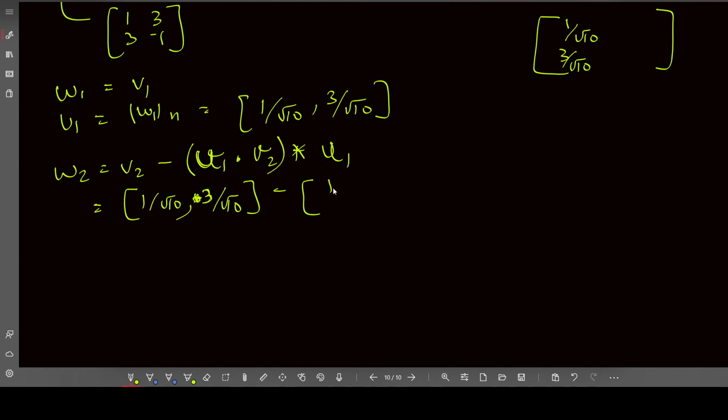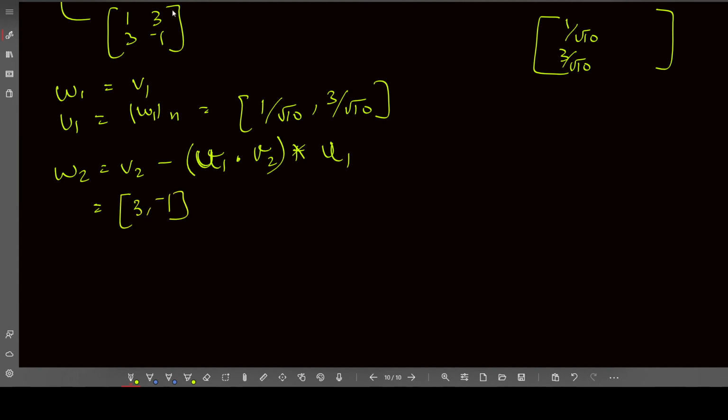U1 is, sorry, I made a mistake. That's the problem with this method. It's very procedural, it's very easy to follow. The only problem is you can make mistakes with V, U, or some addition or subtraction. V2 is actually 3 comma minus 1.